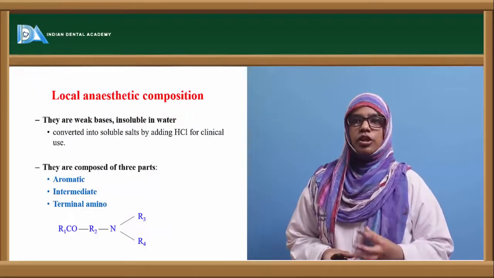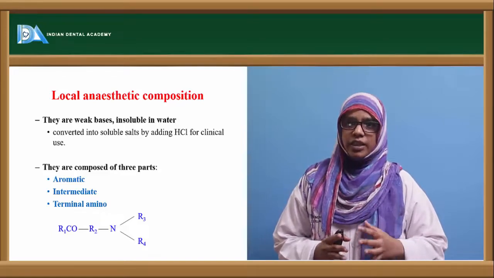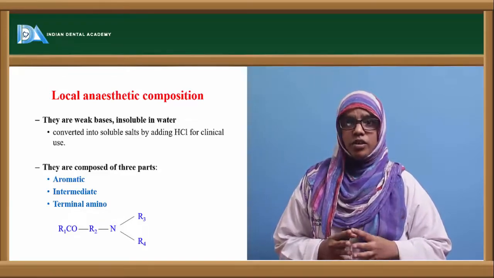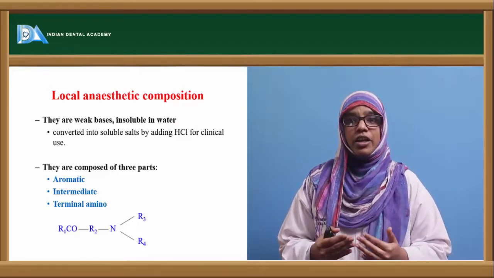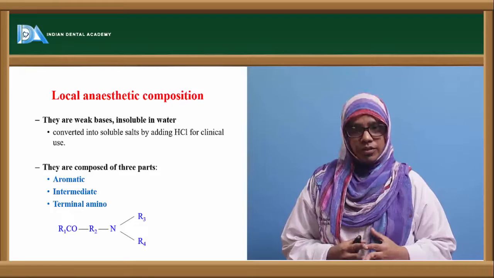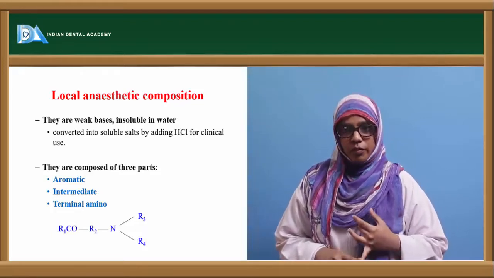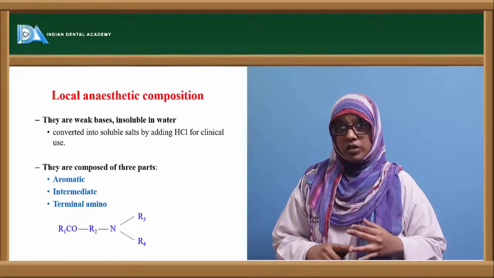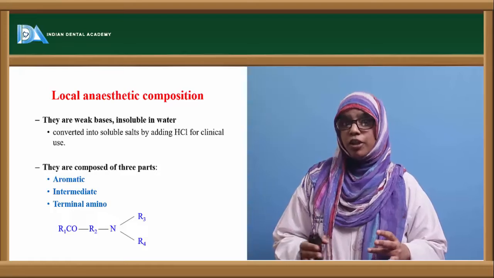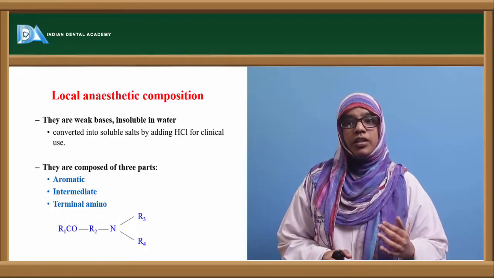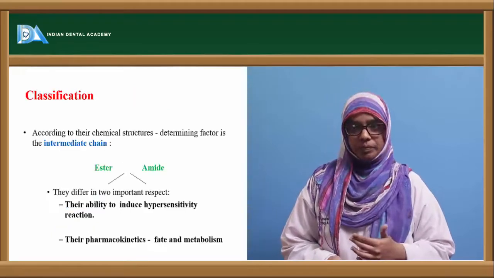Now let's move on to the local anesthetic composition. Local anesthetics are basically weak bases and they are insoluble in water, so we need to convert them into a soluble salt by adding hydrogen chloride for clinical use. They are basically composed of three parts: the aromatic part, which is lipophilic; the intermediate chain, which could be either amide or ester, resulting in two different varieties of anesthetic; and the terminal amino group, which is hydrophilic.